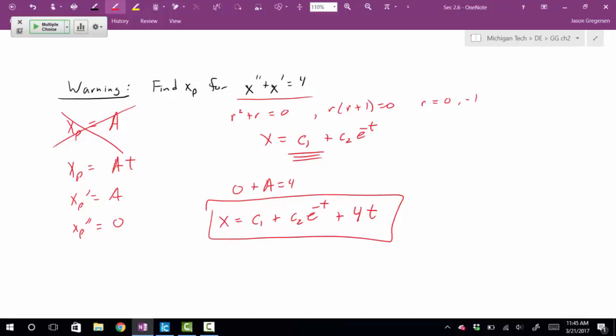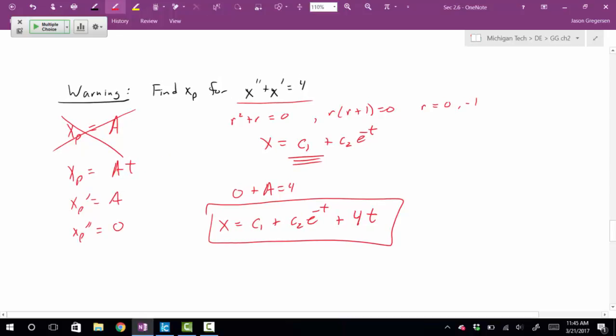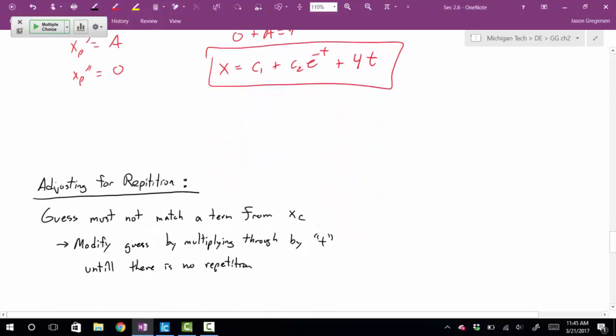All right. How come I don't have to add this b? Haven't I talked about using the general first degree polynomial a bunch of times? I could actually add that b. But what's going to happen is when I plug that in, that's basically a complementary solution. So you'll find out that b is equal to 0. Right? So you don't want to add it because it just makes your computations harder. Okay? So in this case, we just adjust our guess by multiplying through by t.